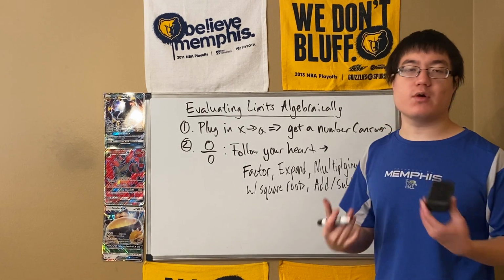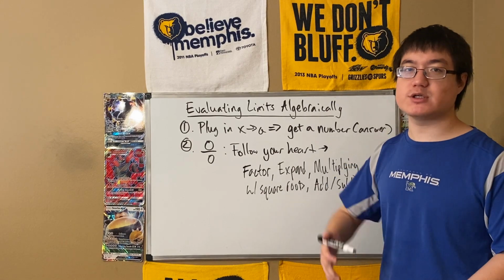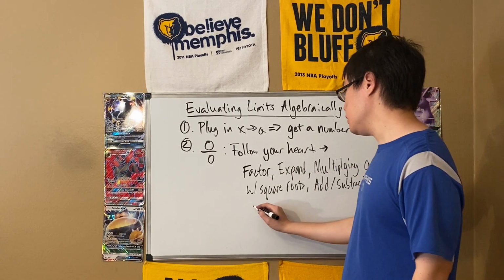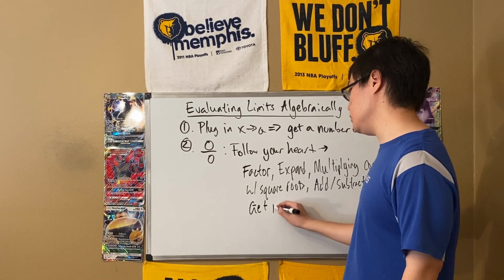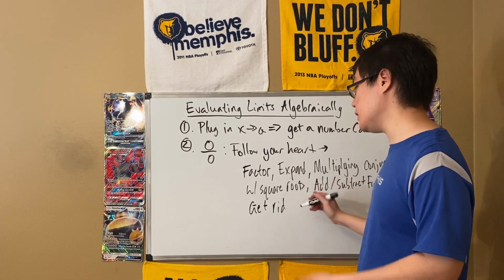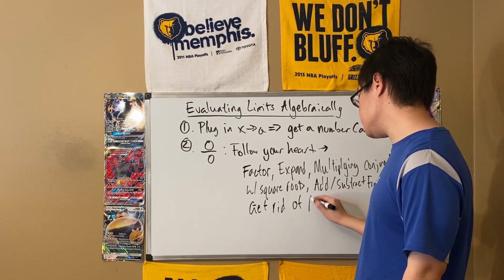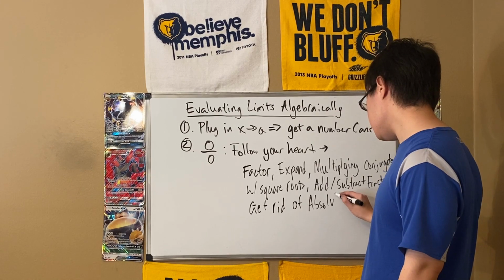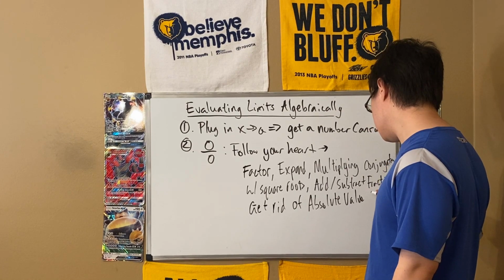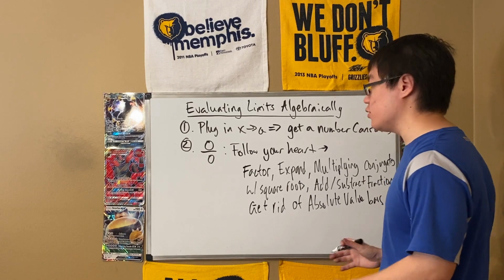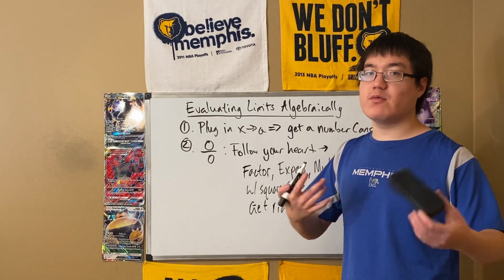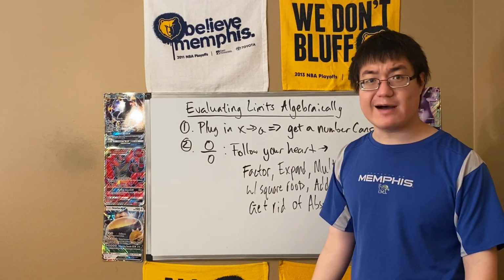And finally, we're going to work with absolute value, probably the hardest questions at the end of the video. So we're going to get rid of absolute value by using it as a piecewise function. But again, that's later on. Get rid of absolute value bars if that's the case. So those are going to be our follow your heart steps. Again, it's just going to be what do you do as the most obvious thing.